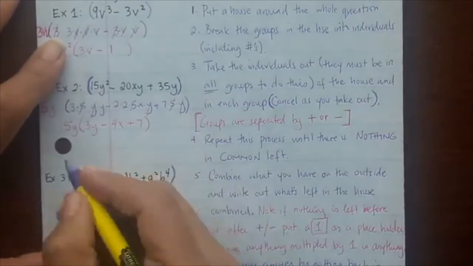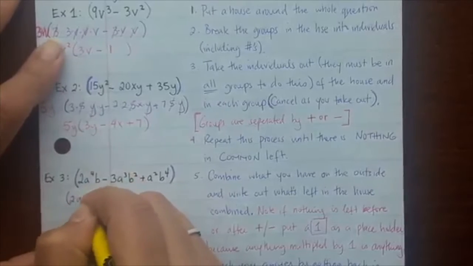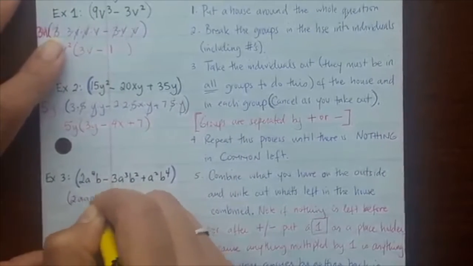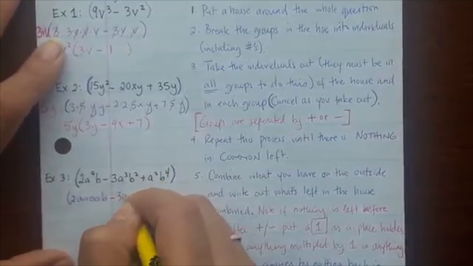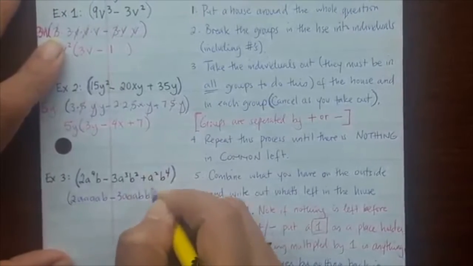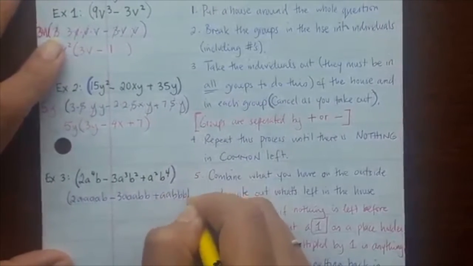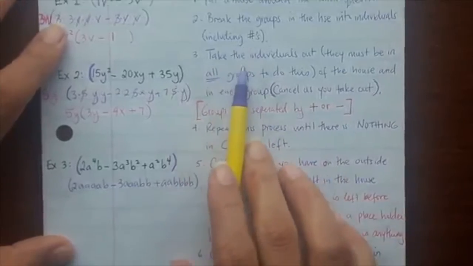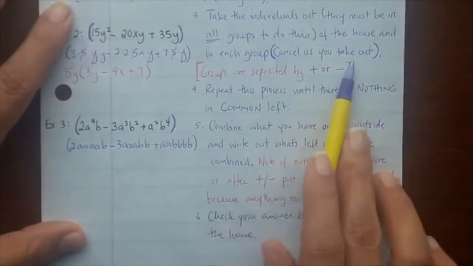So we have 3 groups here. 2 can be broken down. Then we have 4 A's and 1 B. 3 can be broken down, and then we have 3 A's and 2 B's. And then we have 2 A's and 4 B's. Alright, so let's take the individuals out, making sure they're in every group.